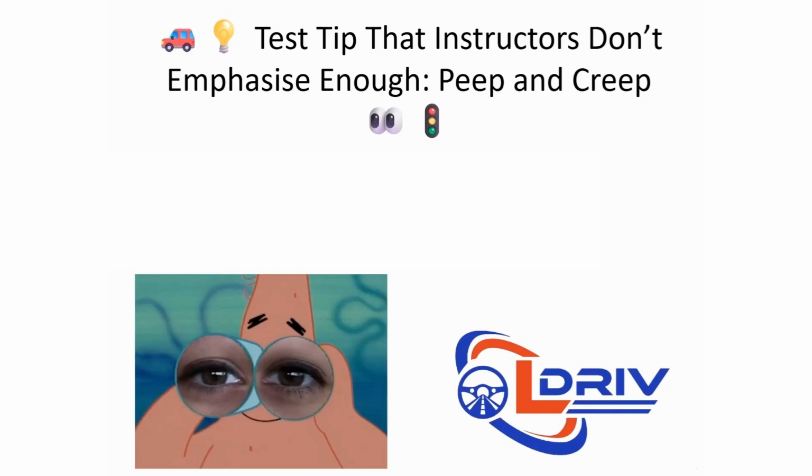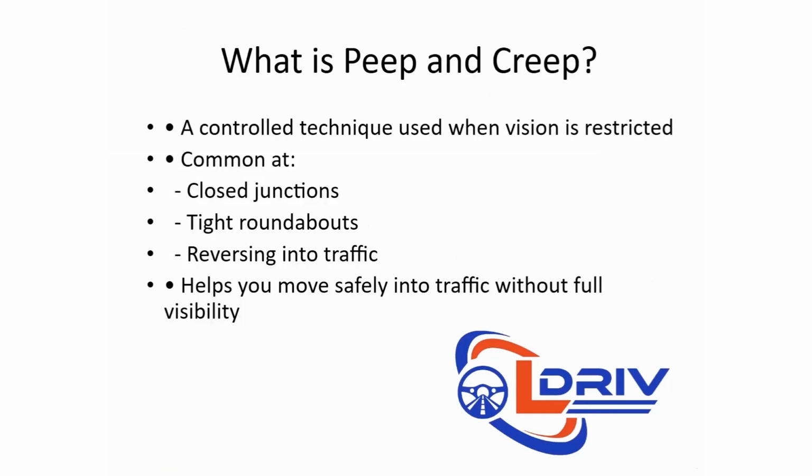What is the definition? Yeah. All right, guys. So peep and creep is being able to move into the road slowly and controlled. Now, I'm also going to be sharing with you when you could possibly fail using a peep and creep. And that's where people often make mistakes.